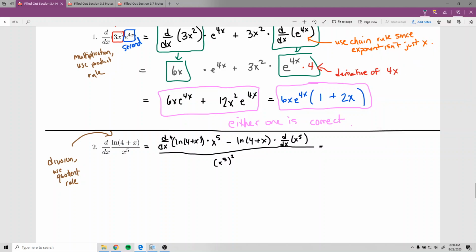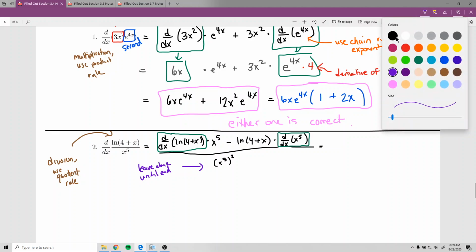Right, and just like every time we did the quotient rule last section and like the product rule above, we do the two indicated derivatives and just kind of go from there. And I'll also remind you that when you deal with the quotient rule, typically we just leave the denominator alone. This one we can simplify a little bit, but leave alone until the end. Once the numerator is simplified, maybe we can simplify it a little bit, but other than that, leave it alone.